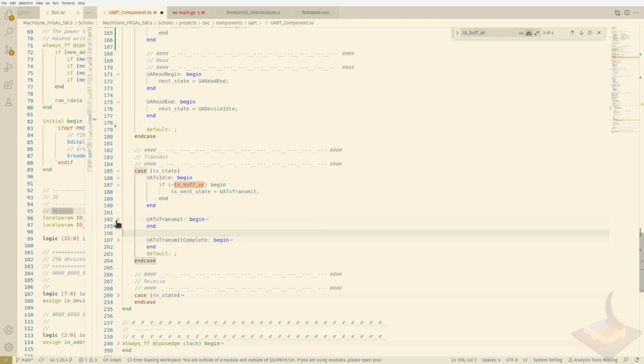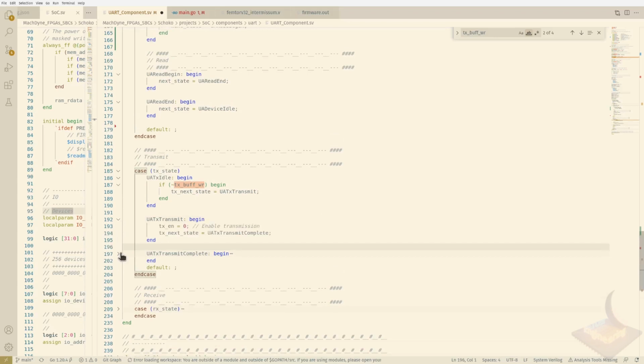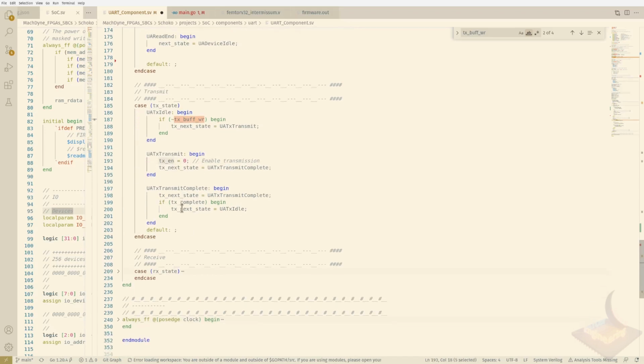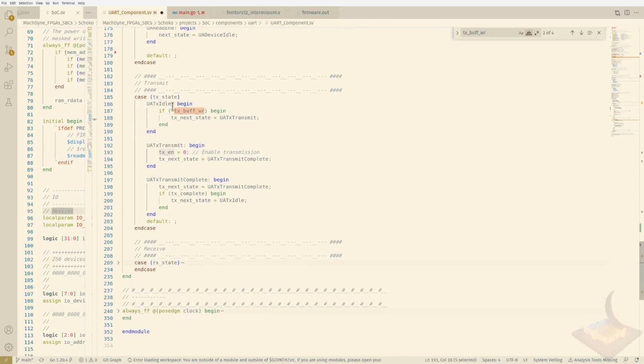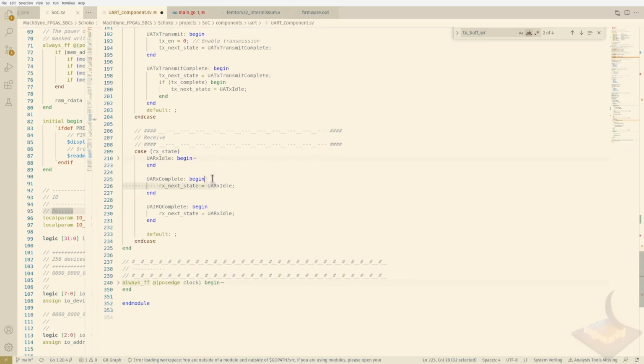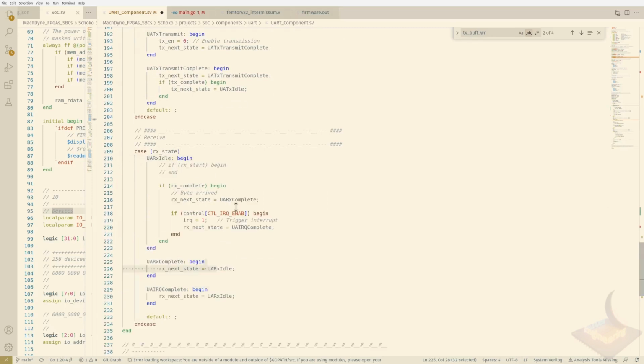So the combinatorial section is pretty much just controlling, for the most part, the states. Occasionally I've got an enable bit for the transmission. So if we're transmitting, we'll hit this idle first, we'll then move to transmit. This state here will load it. We'll see that in the synchronous section. And the same thing for the receive. We're going to go through our states and look to see what we're doing.